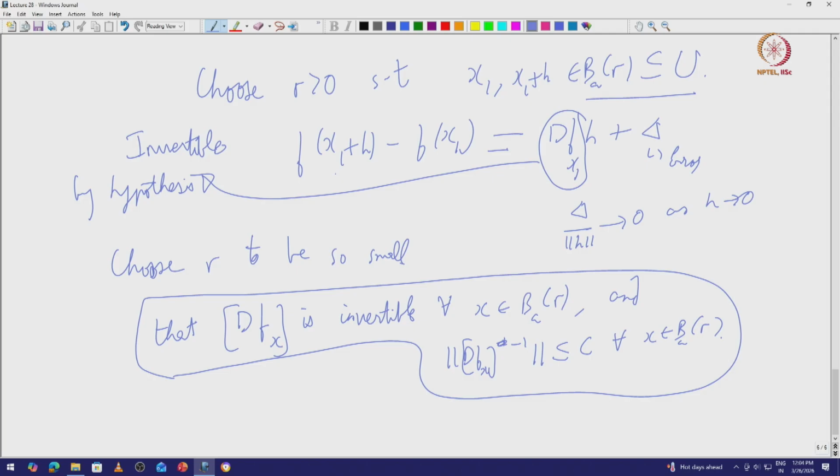That's all we've assumed. So why would that imply that this is invertible, for all x sufficiently close to x1? So first of all, what does invertibility of a matrix mean? A matrix is invertible if and only if the determinant is not 0. But the determinant of a matrix is a continuous function in the entries of the matrix. It's a polynomial, no less.